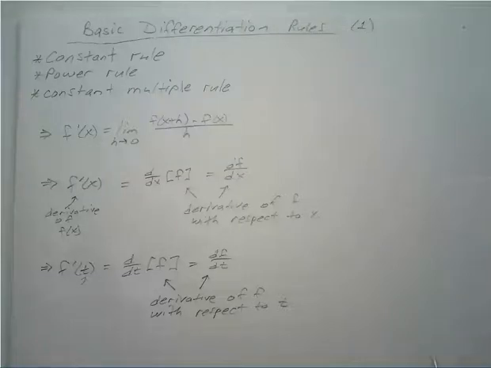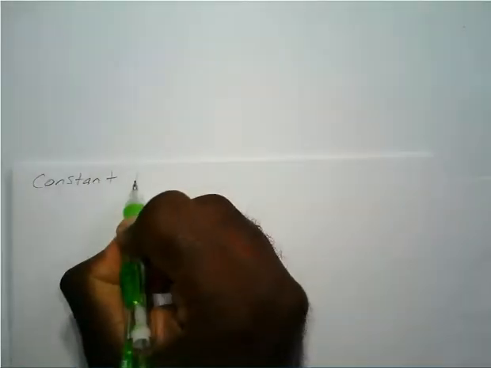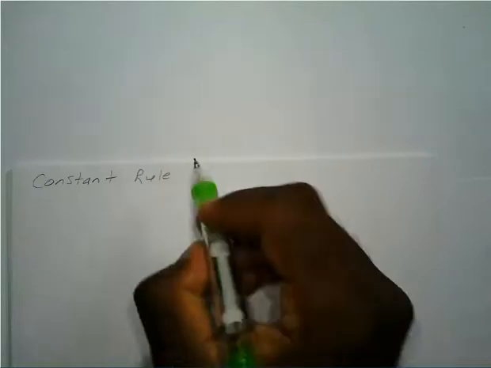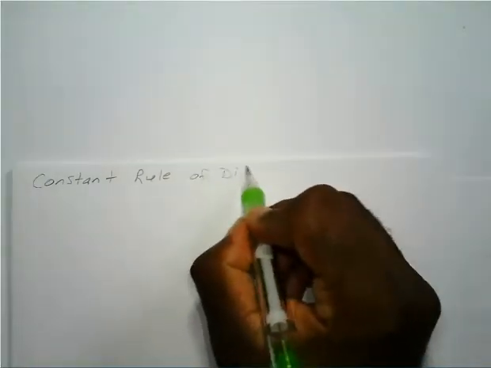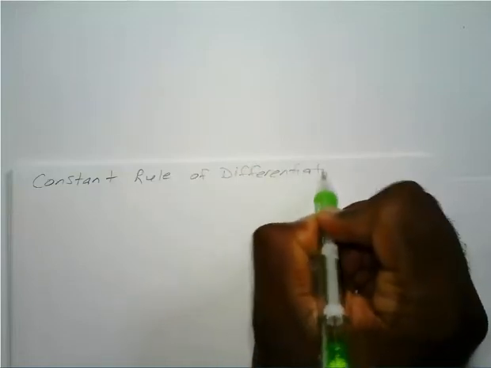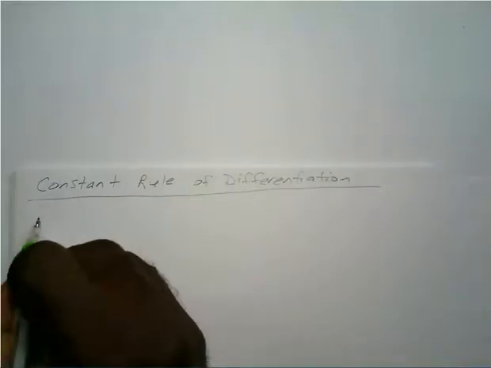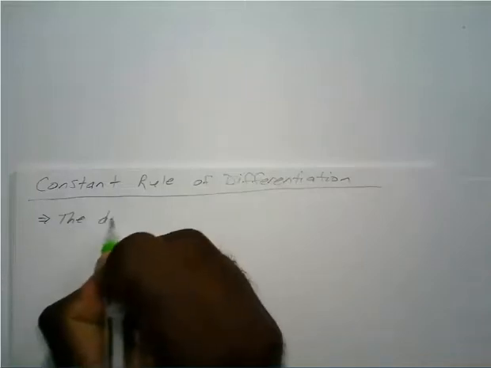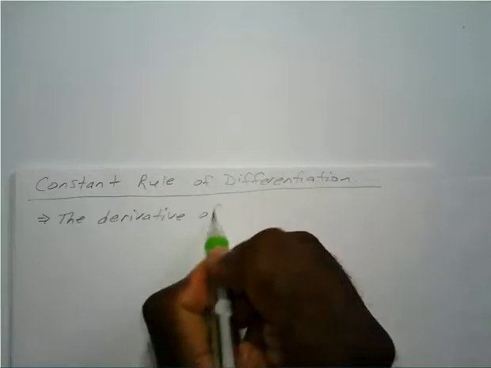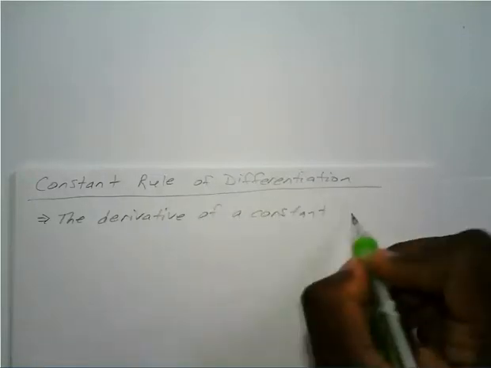If you're still writing, feel free to press pause, but we're going to go ahead and jump right to our constant rule. Your constant rule of differentiation states that the derivative of a constant is 0.